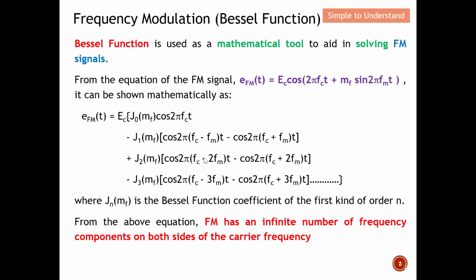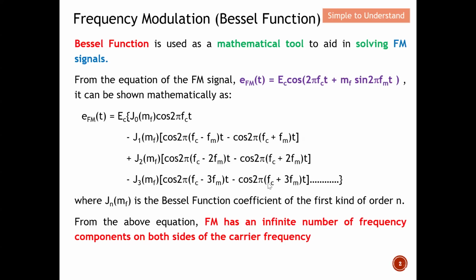On the next term, you can see that this is further away. This is 2fm away from the carrier frequency, again on the left-hand side. This will be 2 times fm away from the carrier frequency, on the right-hand side. And this goes on and on. From this equation, you can see that there are an infinite number of frequency components on both sides of the carrier frequency. But in the practical sense, we don't need to send so much.